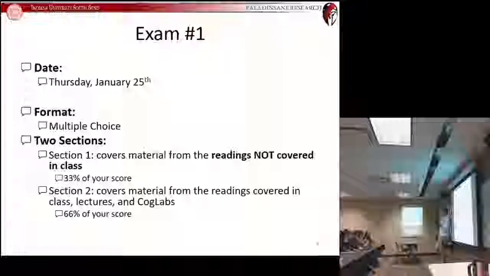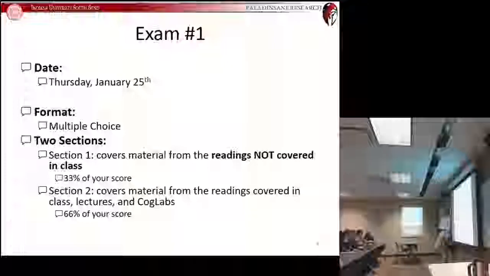And I do not expect you to have as thorough and as deep an understanding of that material. So section number 1 will be recognition type questions only. And these are those sort of definitional type questions where if you've read it in the chapter and you recall that information, you'll be able to answer that particular question. So it doesn't require deep understanding.